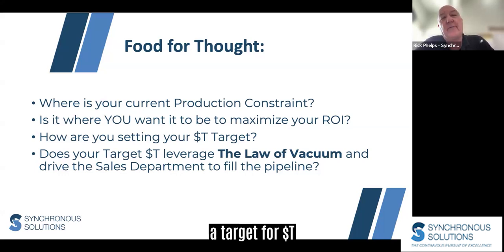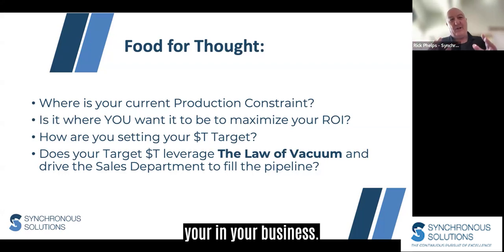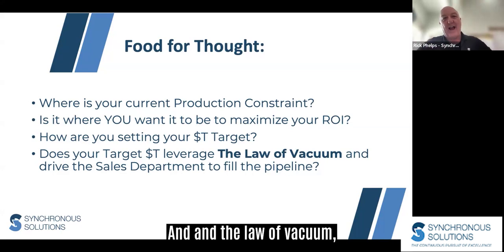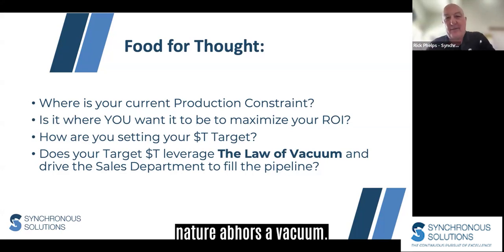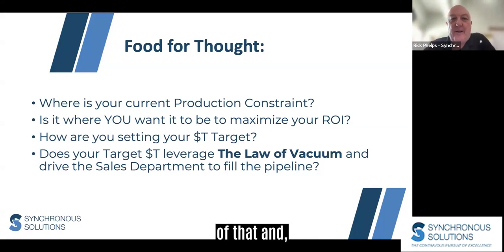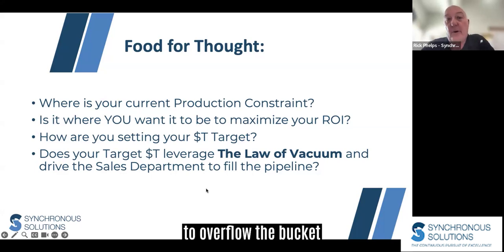See, if you have a target for T dollars, let's say it's $20,000, and you're only flowing at $15,000, then there's a $5,000 hole in your business, right? And the law of vacuum, nature abhors a vacuum, right? And so you want to know that you're short of that and incentivize your sales department to fill up that vacuum and bring in the T dollars to overflow the bucket and bring in the profits of your business. That's the name of the game your business is in. T dollars, overflowing the bucket, making profits.